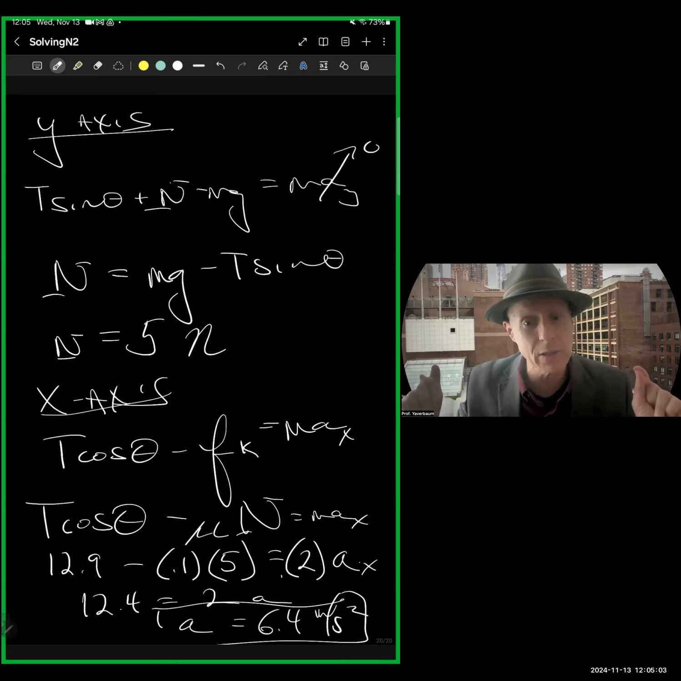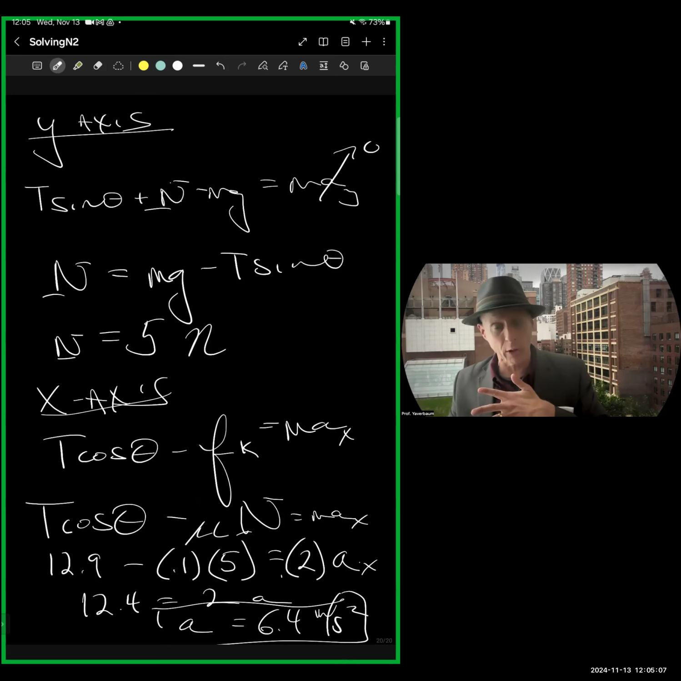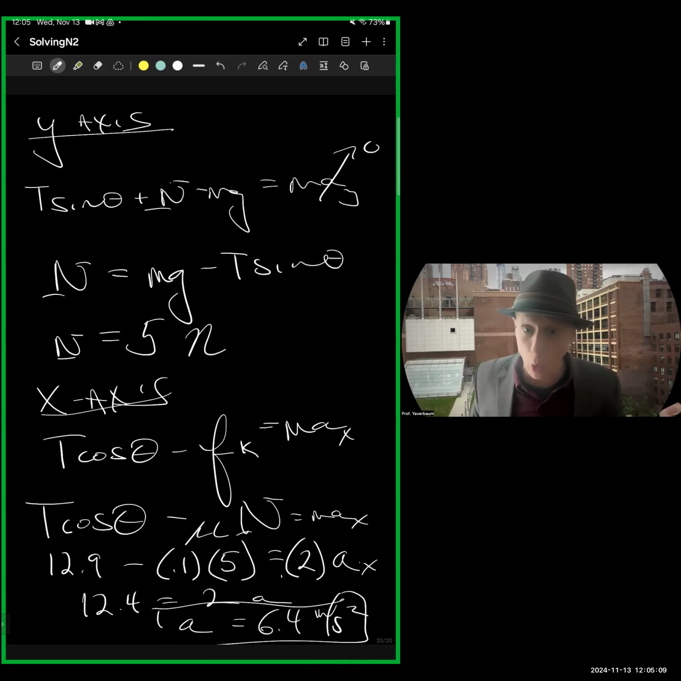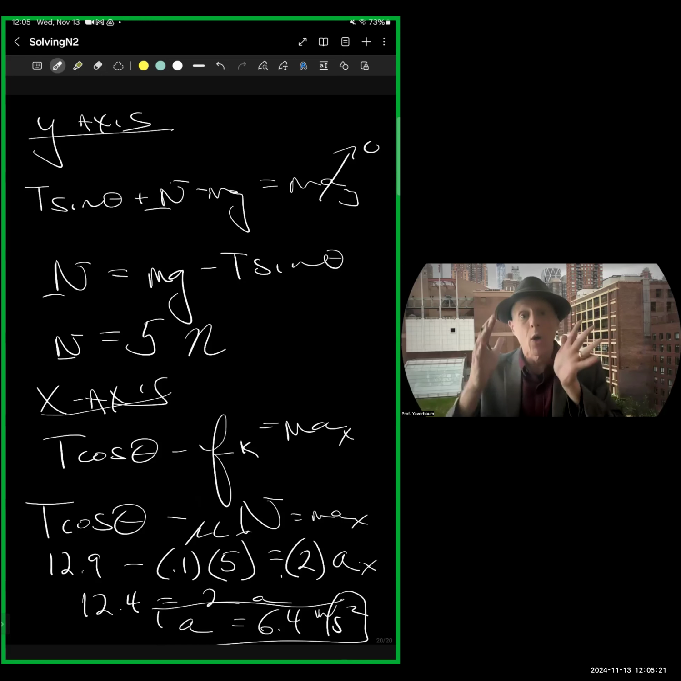But the bottom line is once friction's involved, friction is mu times the normal. So it requires you to get the normal force from the other axis. And especially in the lab, you've got to get the normal force from the other axis. It's not a memorizer. It's not a formula. You get it by solving Newton's second law, one axis at a time.